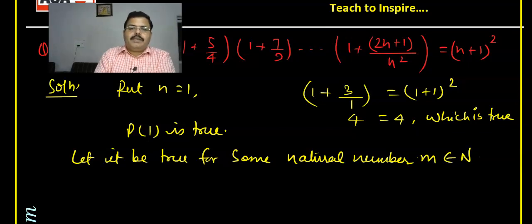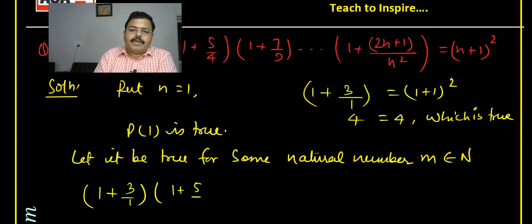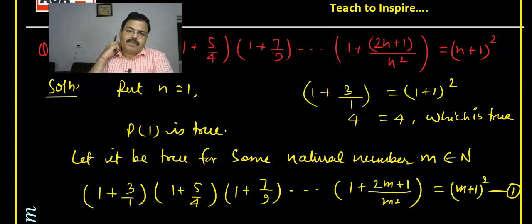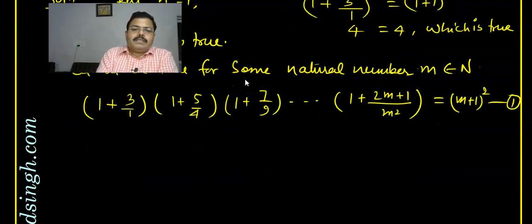So if it is true for some natural number, then we can have (1 + 3/1)(1 + 5/4)(1 + 7/9) and like this, up to (1 + (2m + 1)/m²), and that is equal to (m + 1)², that is equation 1. Now we have to show that this is true for m + 1 also. This can be considered as Pm equivalent.